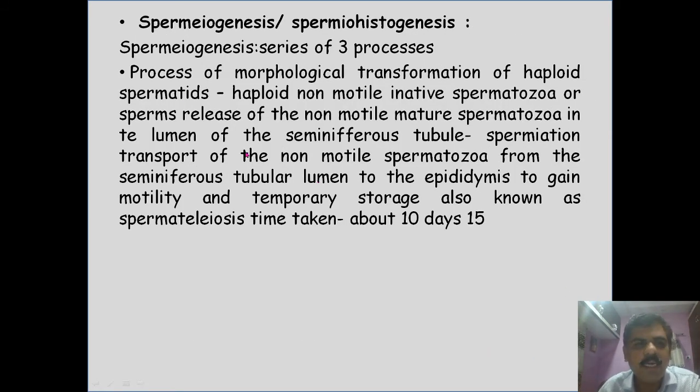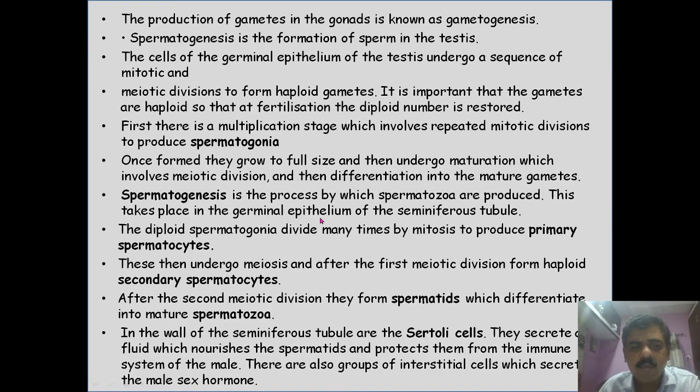Then spermiogenesis. Spermiogenesis is the morphological transformation of the spermatid, a haploid, non-motile, inactive cell, into the sperm, and that takes about 10 to 15 days.